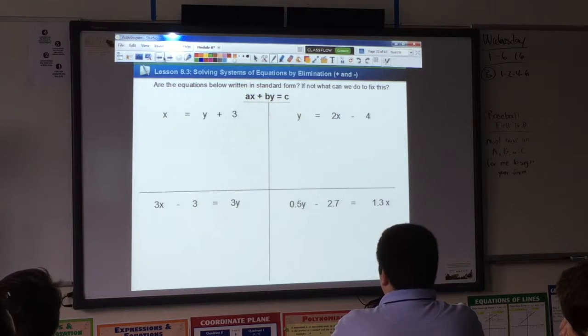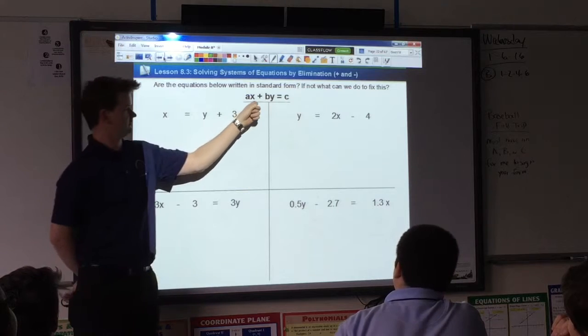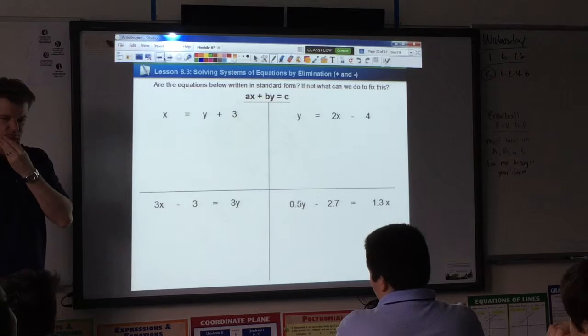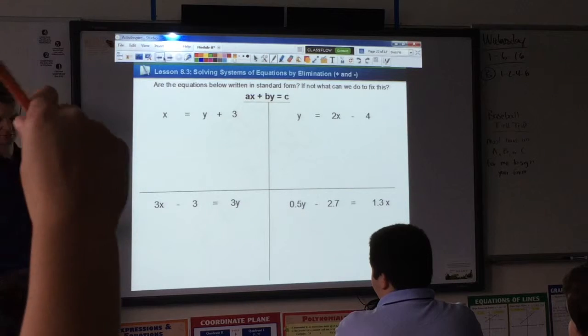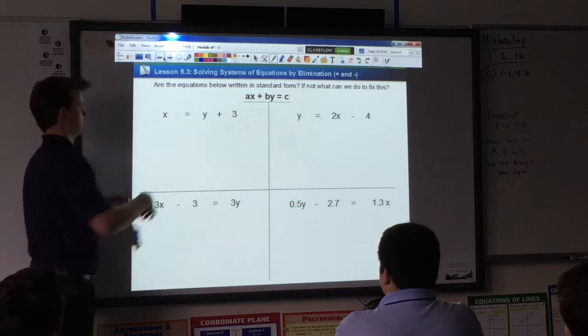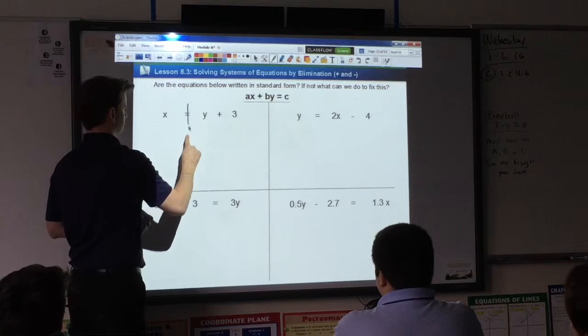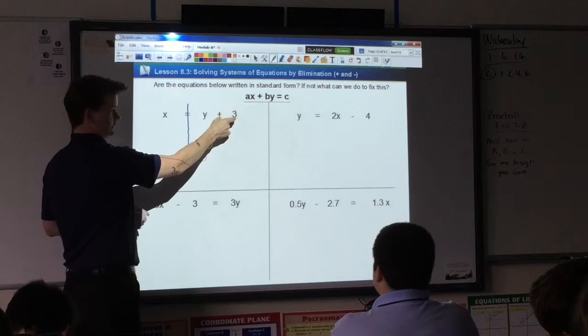Okay, I want you to look at standard form right here. So what's wrong? The x is where it should be, but the constant's on there. The constant's not by itself. So what we're going to do is draw our line here. We need to get this constant aligned.